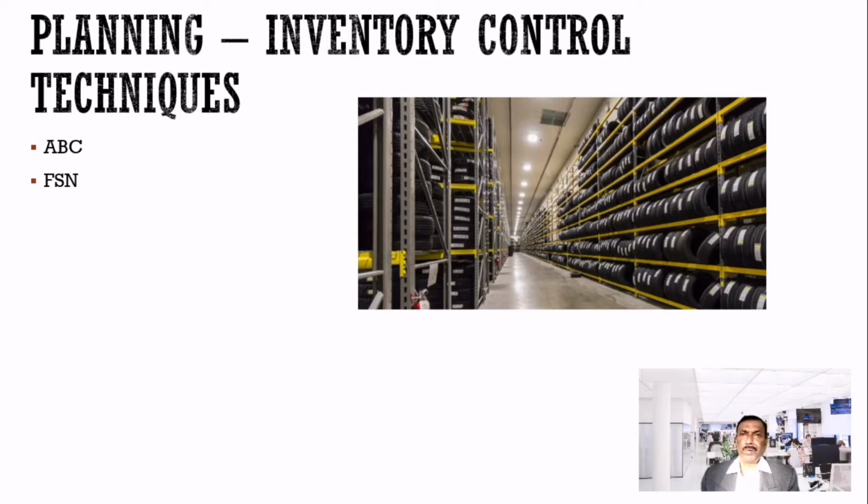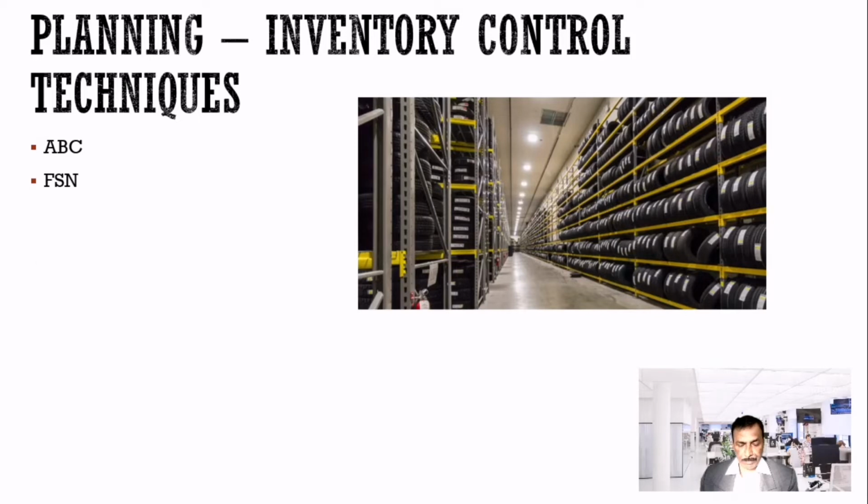Coming to fast moving items, you should ensure that these items are always available in the required quantity, so that no stock out happens. Whereas for slow moving items, you should keep a watch and not order in large quantities. This is also one form of inventory control technique, where you classify items based on their consumption.